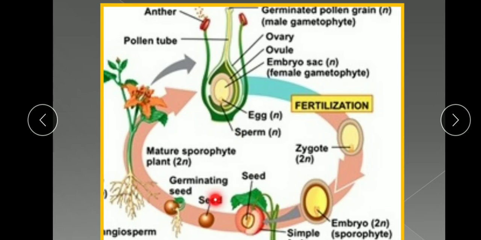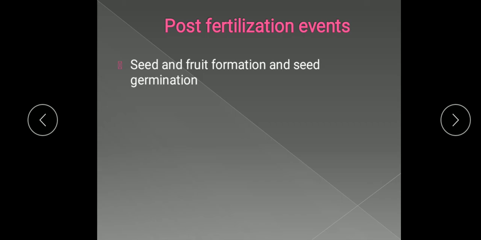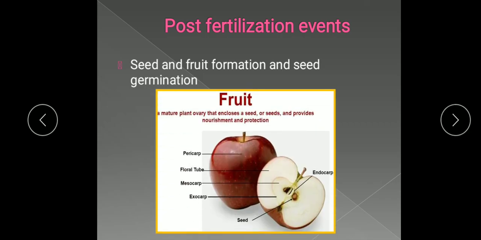The seed develops from the ovule, and the remaining part of the ovary develops into the fruit. Now this seed germinates and forms the new plant. So let me study further the formation of the fruit and the seed, and seed germination.